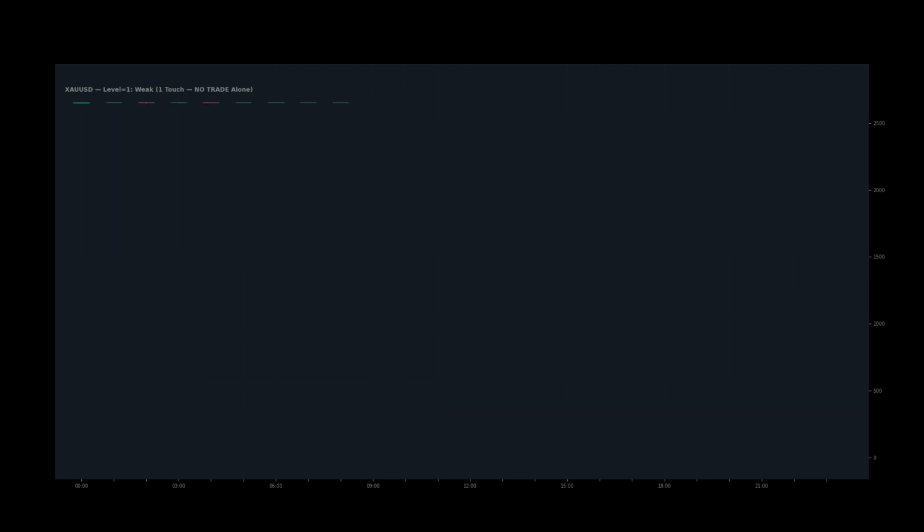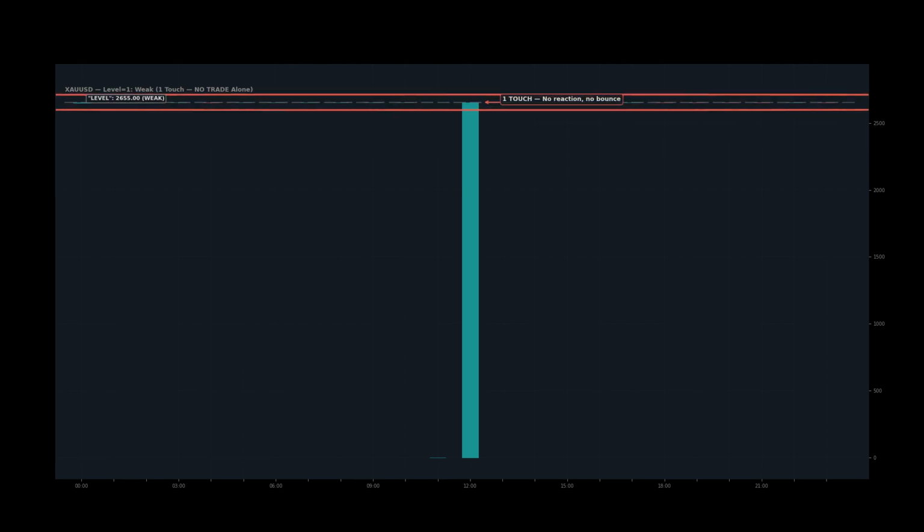Level quality score of 1 point. Weak, the opposite of excellent. Look at this full day chart. Price is chopping through the day with no clear levels. At 12 p.m., price touches 2651.00 once with a small reaction, but there are no prior touches, no established zone, no structural significance.